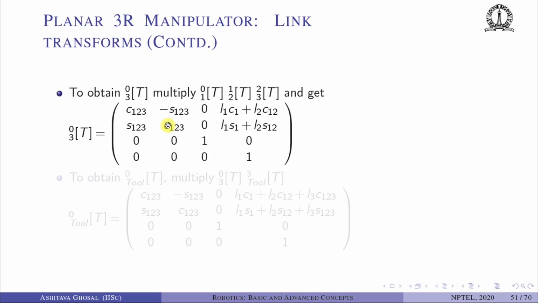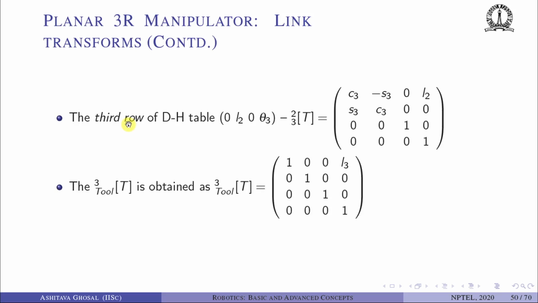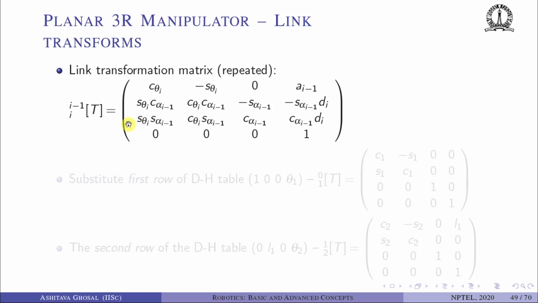Let's go back and see the figure for once, because this is a planar example we can see. So please remember that the x coordinate of the third origin with respect to the 0 origin is L1 C1 plus L2 C12. The y coordinate is L1 S1 plus L2 S12. The orientation of the x-axis and the y-axis is determined by the sum of the three angles. Okay, so let's go back and see this figure.